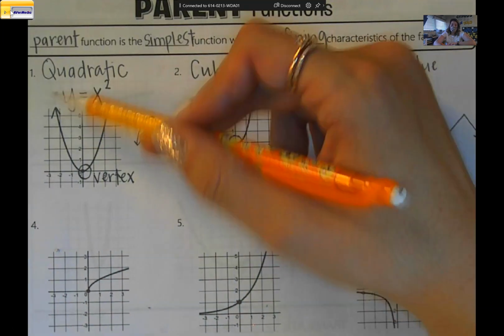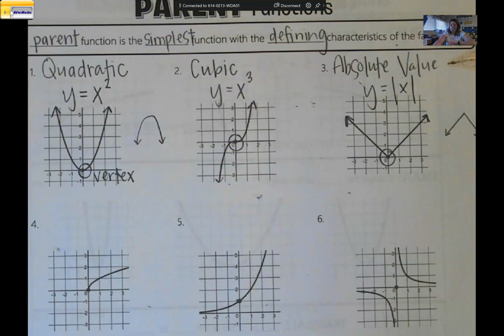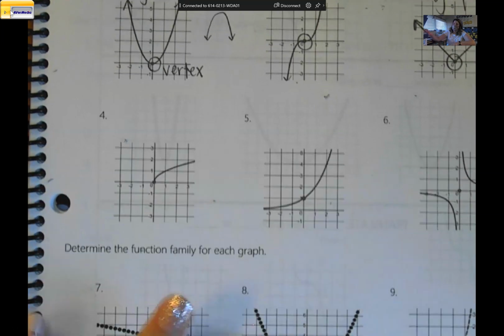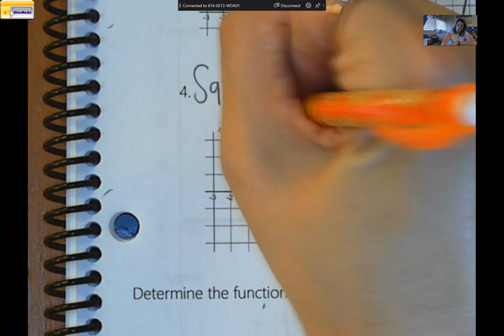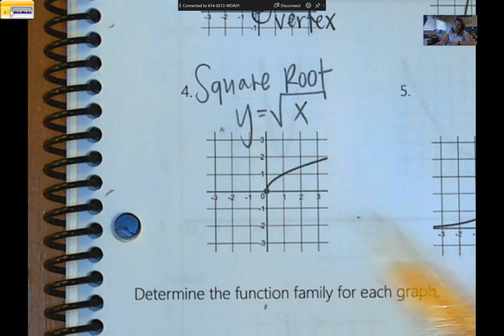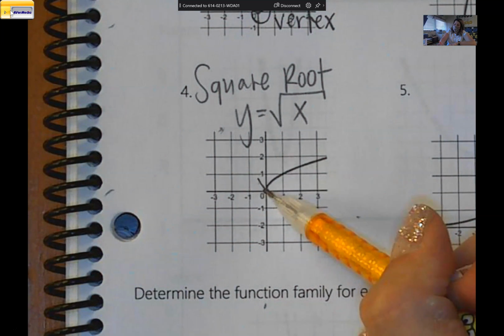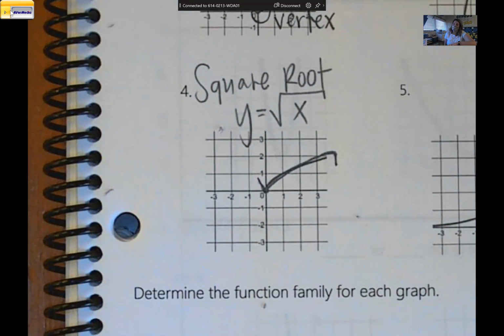So we have the U, we have the roller coaster, and we have the V. This next guy I think is the weirdest one. This guy is the square root function. He's y equals root x. And I remember him because I could make a root symbol out of the graph. If I change it a little bit, it looks like a root symbol to me.